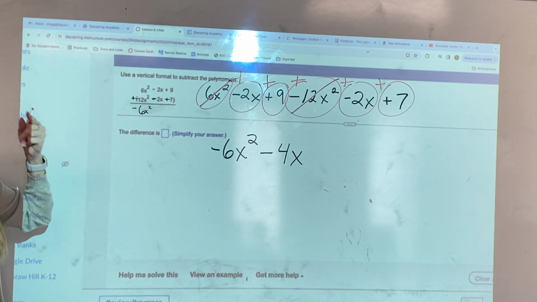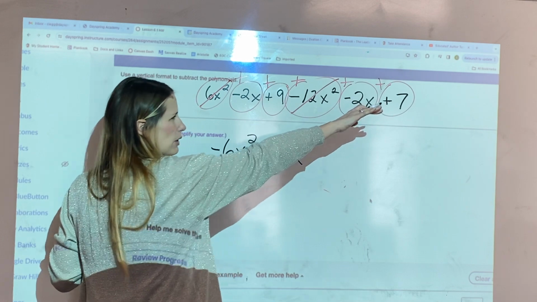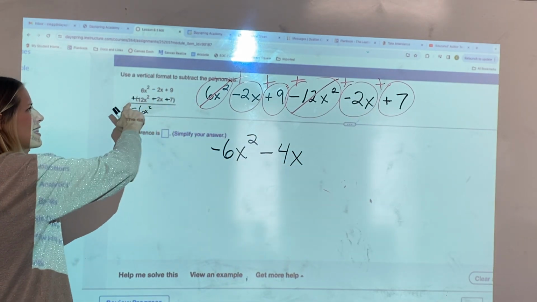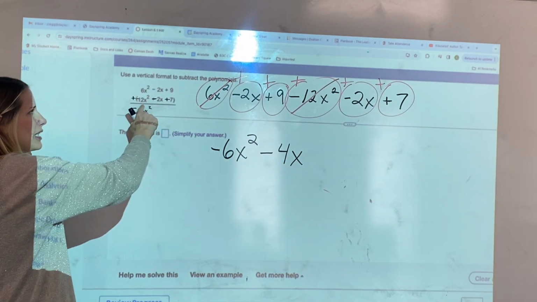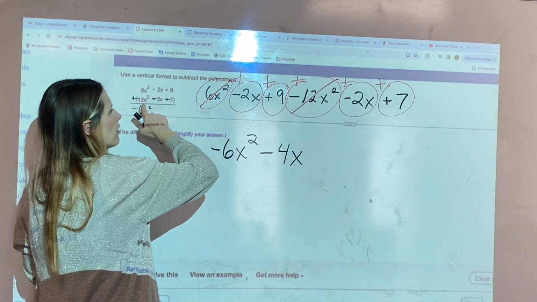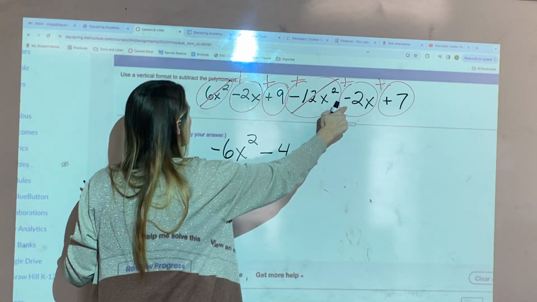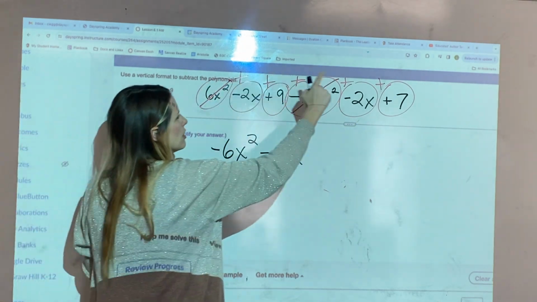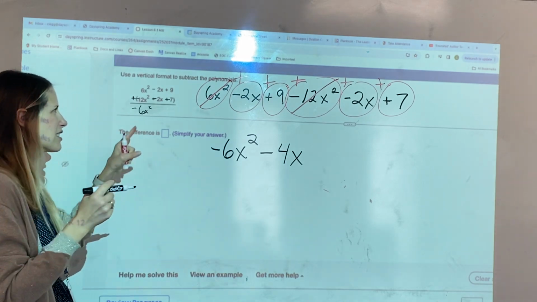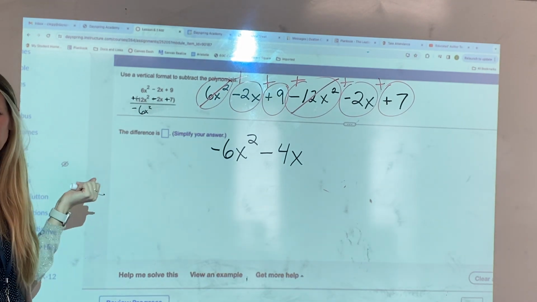The other way to think about it is if you want to write all of the terms in a row like we've been doing, you just have to take that negative and distribute it to each one of these terms. So I changed my positive 12x squared to a negative 12x squared. I changed my positive 2x to a negative 2x, and I changed my negative 7 to a positive 7. It's the exact same thing as what we did here. It's just a different way of doing it.